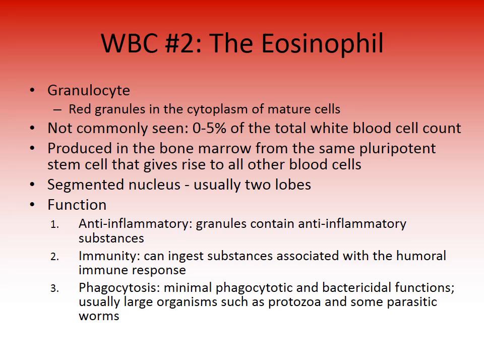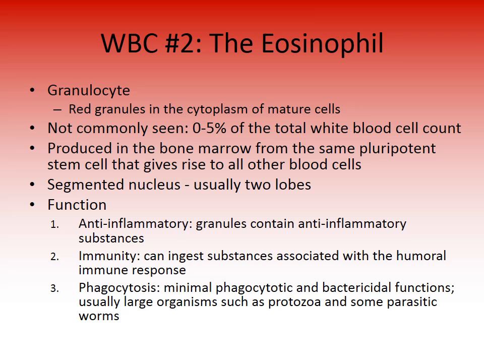The second type of white blood cell, the second type of granulocyte, is the eosinophil. It has red granules in the cytoplasm, and it's not commonly seen, so 0 to 5% of the total white blood cell count, whereas remember the neutrophil was like 75% of them. So sometimes you'll do a differential count and you won't even see any of these eosinophils. It's produced in the bone marrow from the same pluripotent stem cell that gives rise to all other blood cells. It has a segmented nucleus, just like the neutrophil. It usually has 2 lobes, but remember that it wasn't abnormal for neutrophils to go up to like 4 or 5 lobes. So maybe fewer lobes, but typically they have a segmented nucleus, just like the neutrophil.